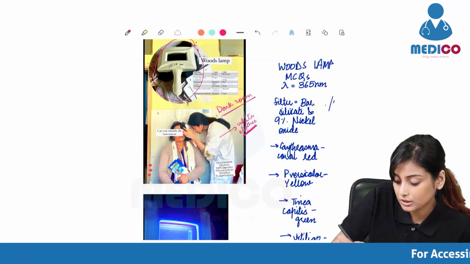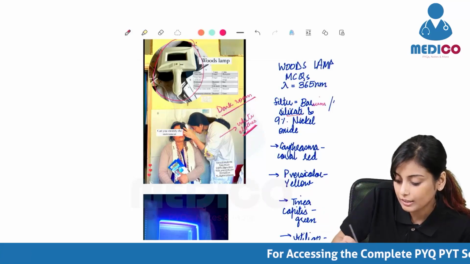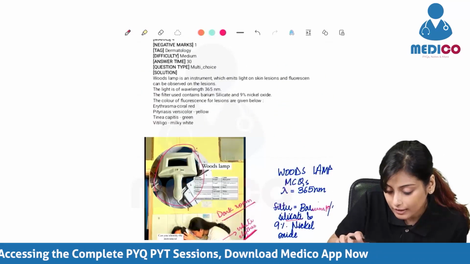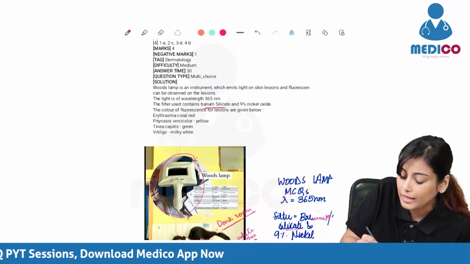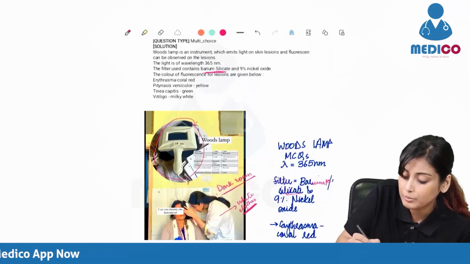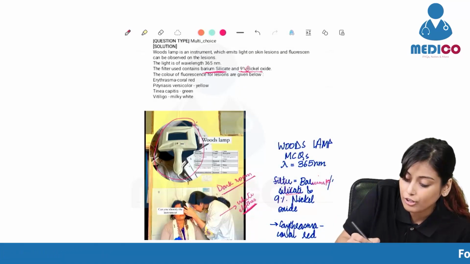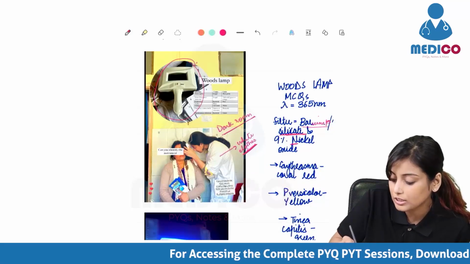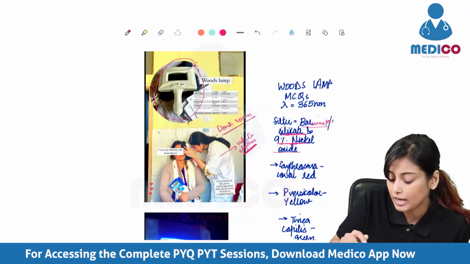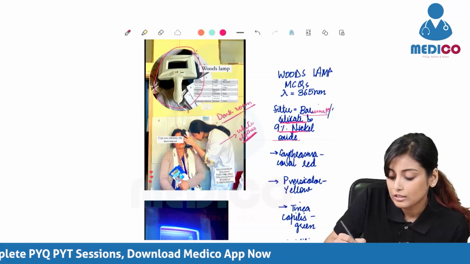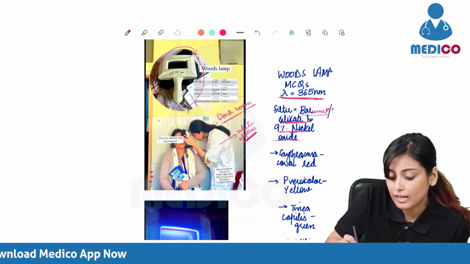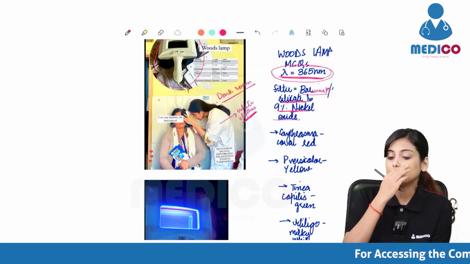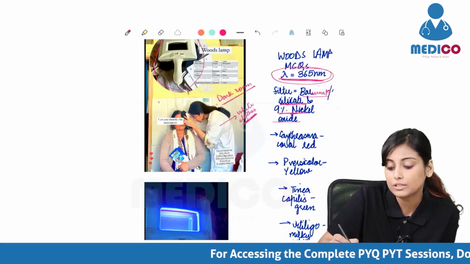The first one is, what is it made of? It contains barium silicate. We do not need the percentage here, but 9% nickel oxide. So N for 9, nickel oxide is 9%, and barium silicate. These are the two things that you find in a Woods lamp. And then you also need to know the wavelength of the light that it emits, and it is 365 nanometers. So 365 nanometers, and it uses barium silicate and 9% nickel oxide.